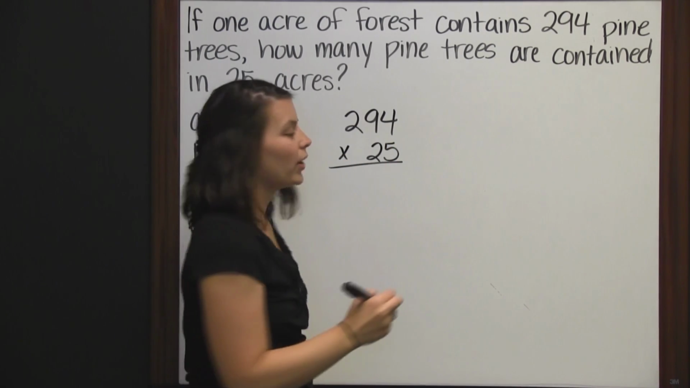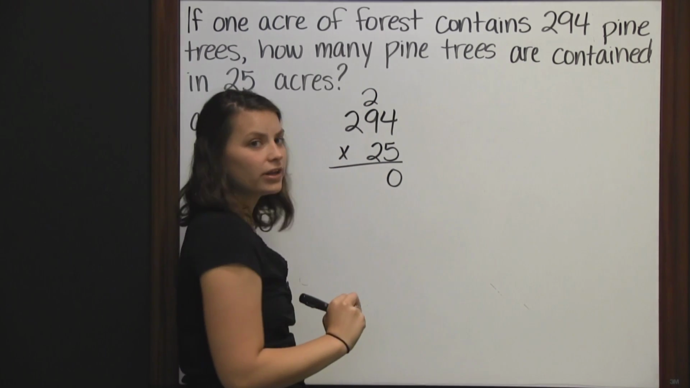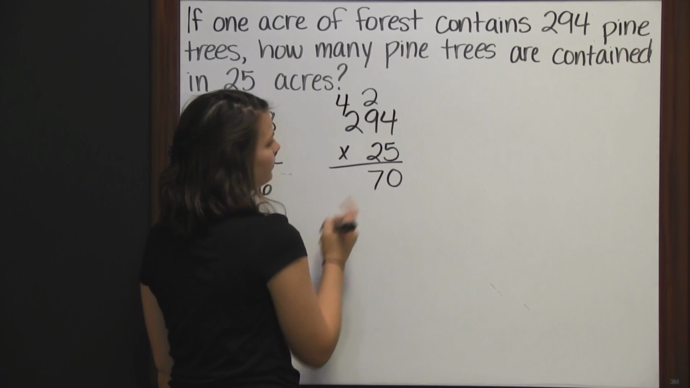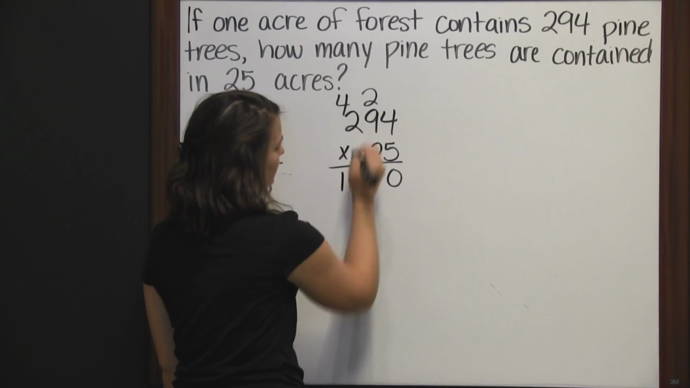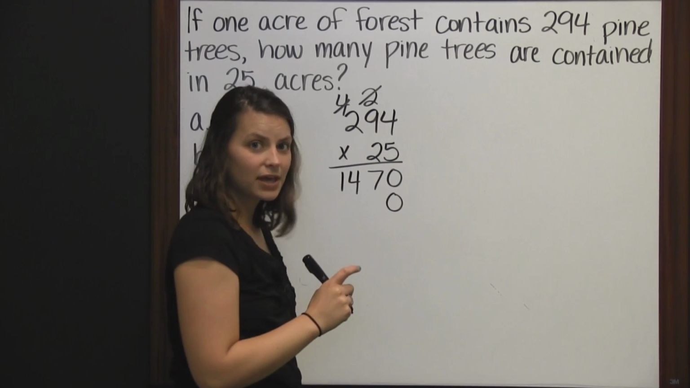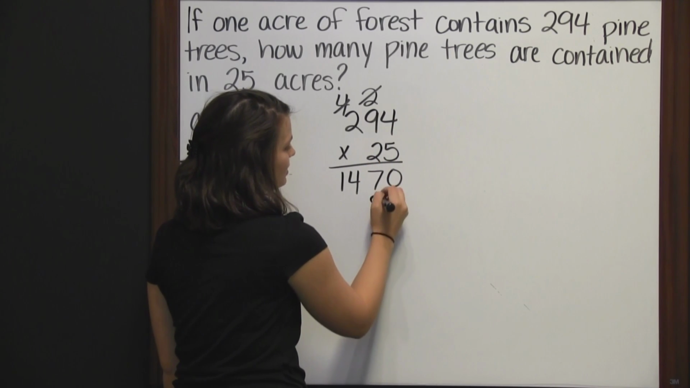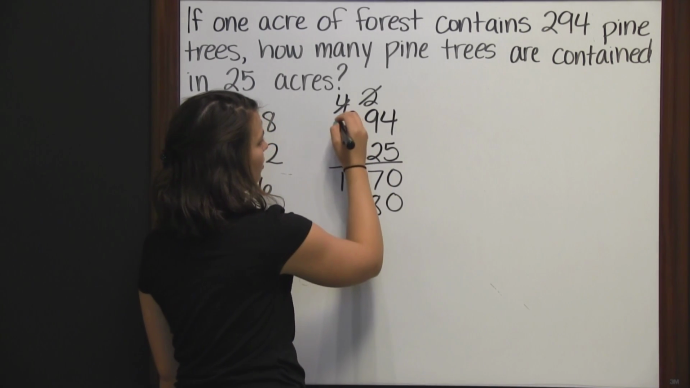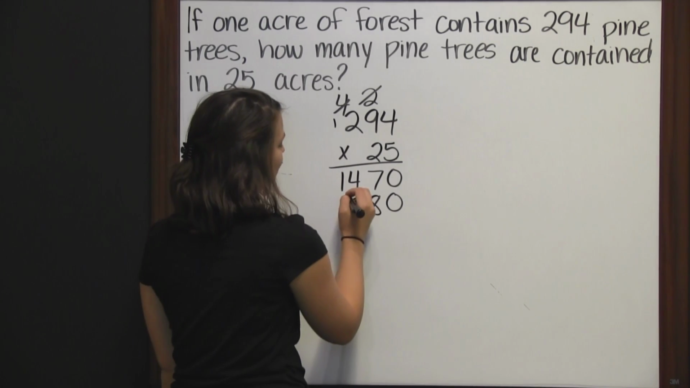5 times 4 is 20, so write the 0 and carry the 2. 5 times 9 is 45. Plus 2 is 47, so write the 7, carry the 4. 5 times 2 is 10, plus 4 is 14. And we'll put a 0 placeholder to move over to the tens place and multiply. 2 times 4 is 8. 2 times 9 is 18, so write the 8 and carry the 1. 2 times 2 is 4, plus 1 is 5.